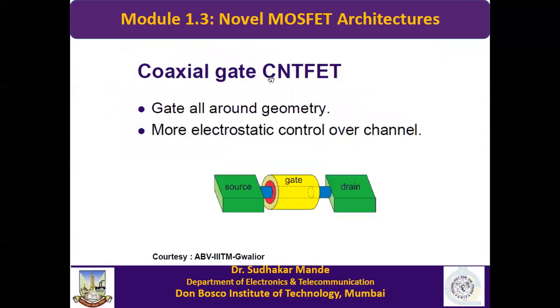Now there is another one, the coaxial gate. So what is coaxial? It is like a wrapped-around gate, or GAA FET. But in a GAA FET, this is a silicon wire, but here it is CNT, that is, carbon nanotube. And why is this better? Because there is electrostatic control over the entire channel. This is source, this is drain.